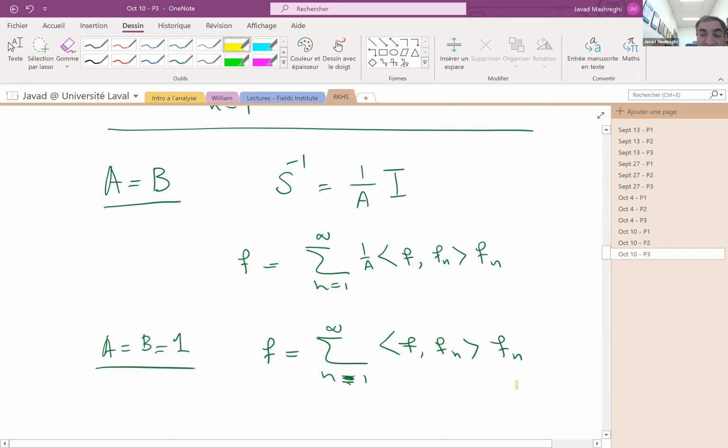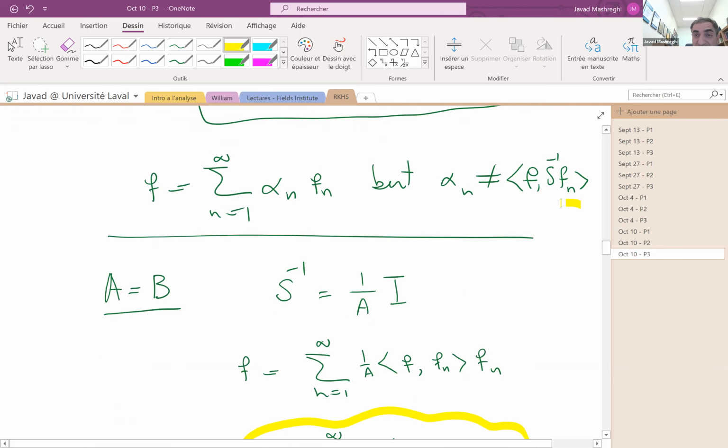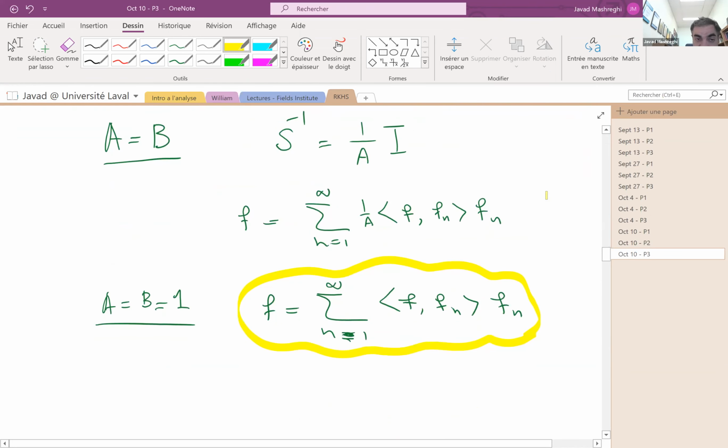This could be very misleading if you do not pay attention to the fact that the coefficients are not unique. In other words, even in the case A equal to B equal to 1, it is possible to have another representation, but alpha n not equal to the inner product of F with Fn. In the book, we just have this one representation.